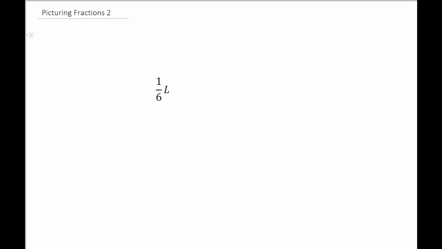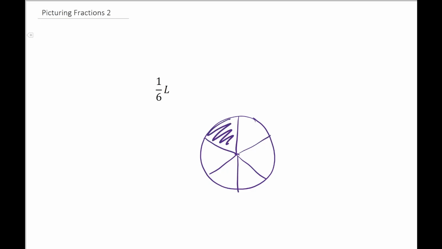How about 1/6? Is this going to be closer to 0, half, or 1? 1/6 is smaller than a third. It's about this much. Do you think that's closer to 0 or closer to half? I'm going to say that's closer to 0 because half would be if all 3 of these were filled in. So between 0, 1/2 and 1, I think that's closest to 0.